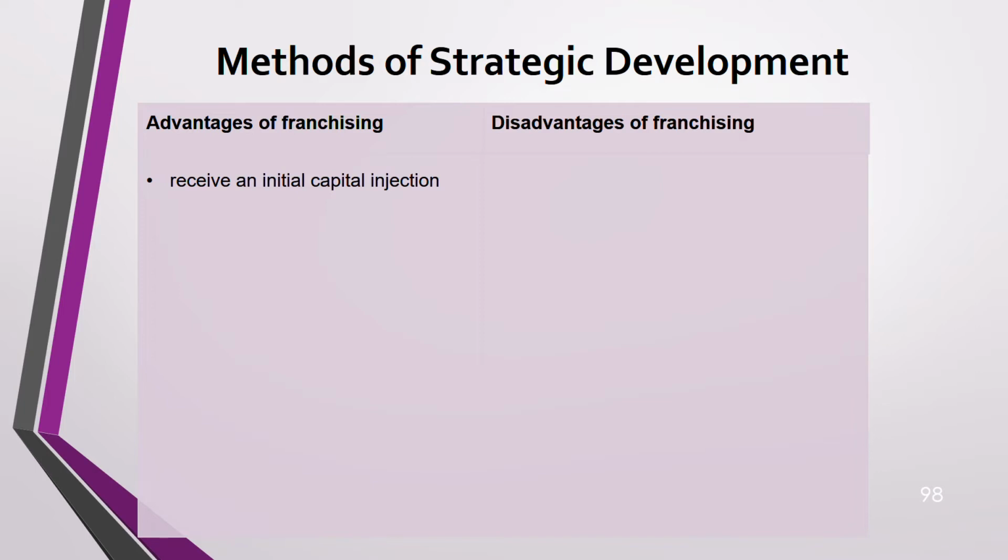So advantages of franchising: receives an initial capital injection. Injection, what does it mean? See, when a franchisee comes, you do not have to invest. Automatically, capital has been injected by the franchisor. You can just come and work. Then it can spread the brand very quickly. We have already seen the examples of McDonald's and Pizza Hut. Then easy to terminate. Easily you can terminate.